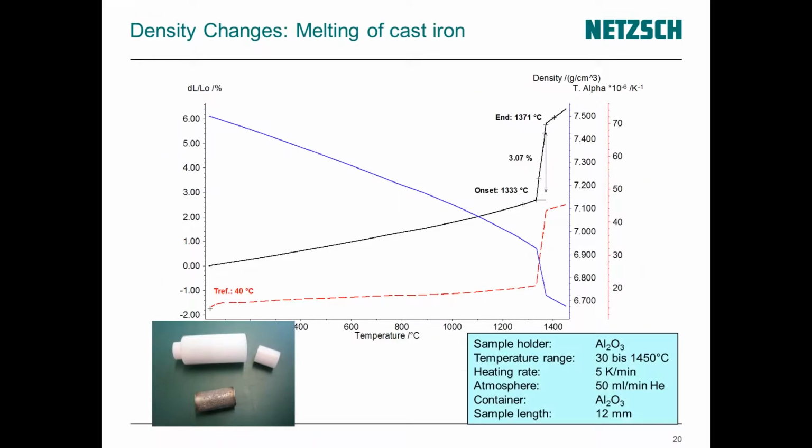So using this expansion data and the density at room temperature, you then can calculate the density change versus temperature. And this is what is depicted here in blue. So the density is calculated here with the assumption that the expansion is isotropic in all directions, and also with the assumption that there is no mass loss during the measurement. So, and here below you can see the sample container subsequent to the measurement, and also this was the sample afterwards.